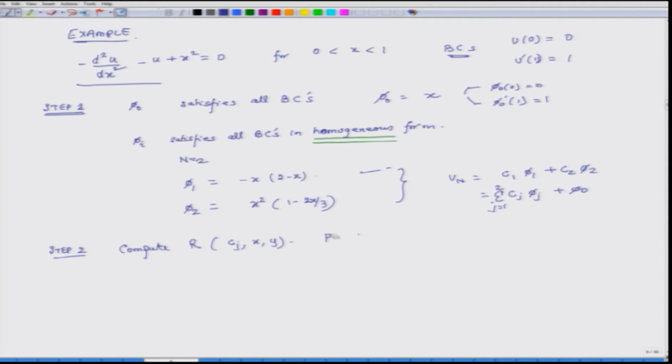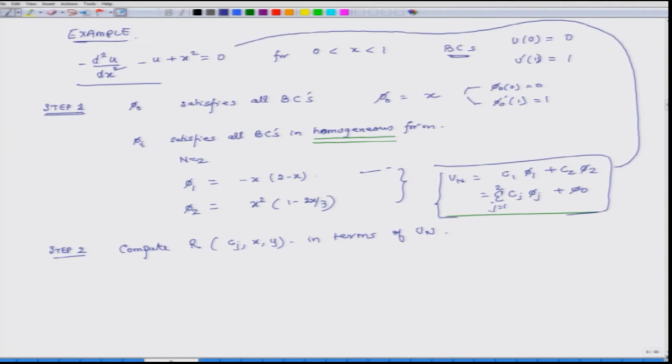So, I am sorry, I have messed it up. So, this is my definition of u n. So, we compute R in terms of u n, which is defined by this equation. So, basically I plug in this equation in this differential equation, and we get the value of R.